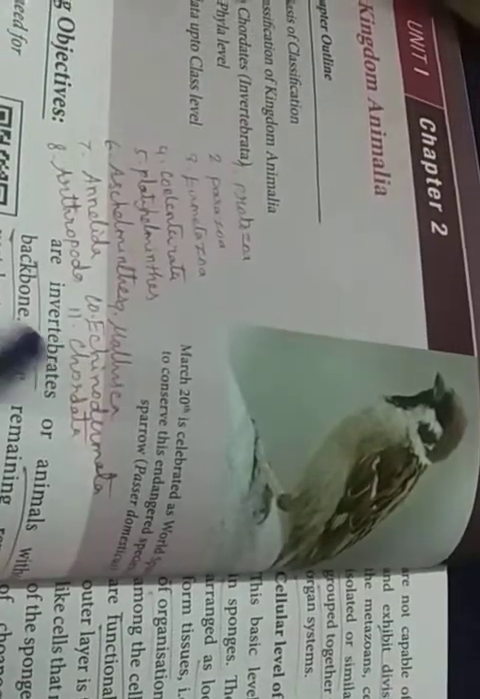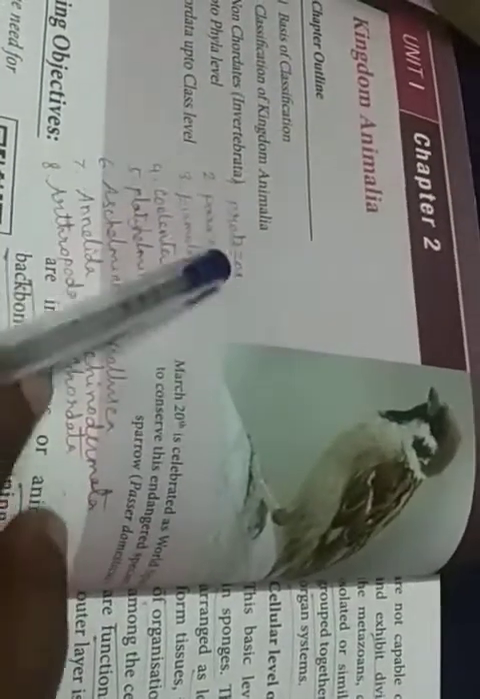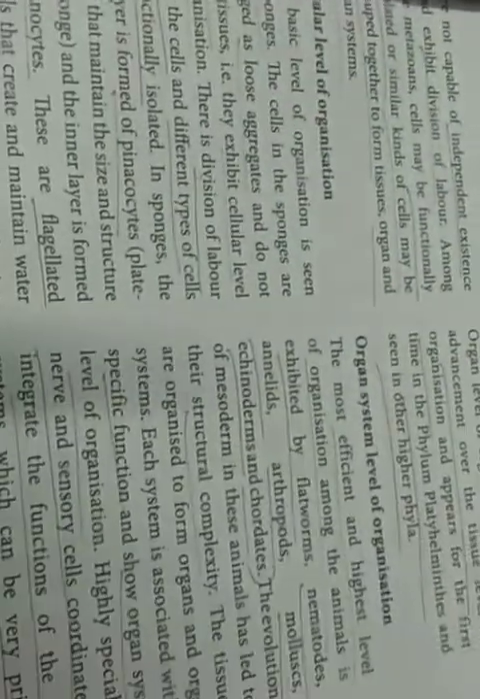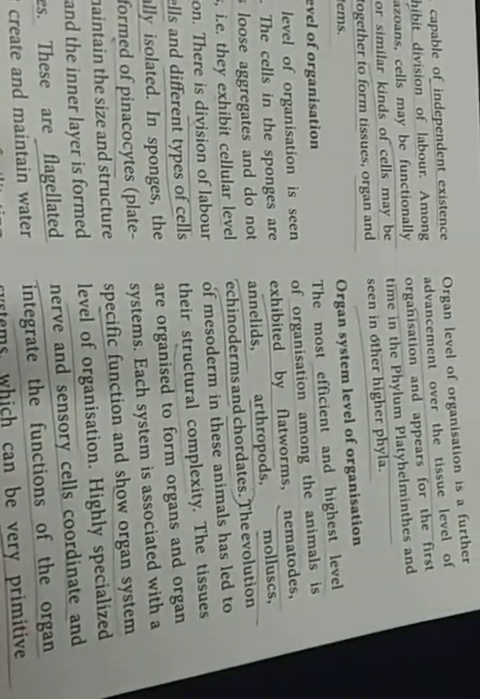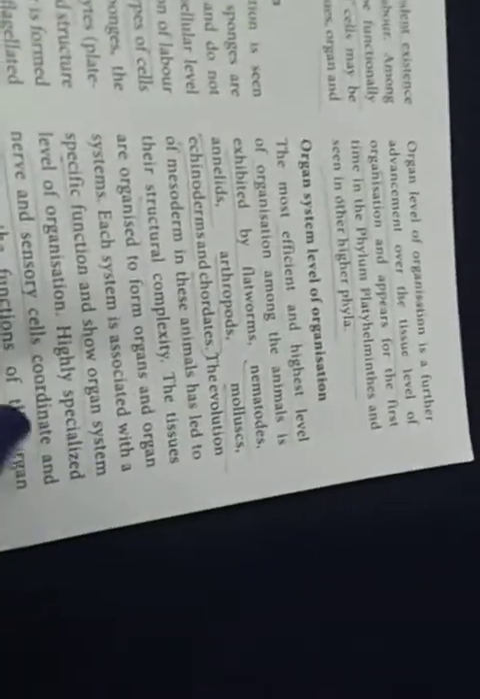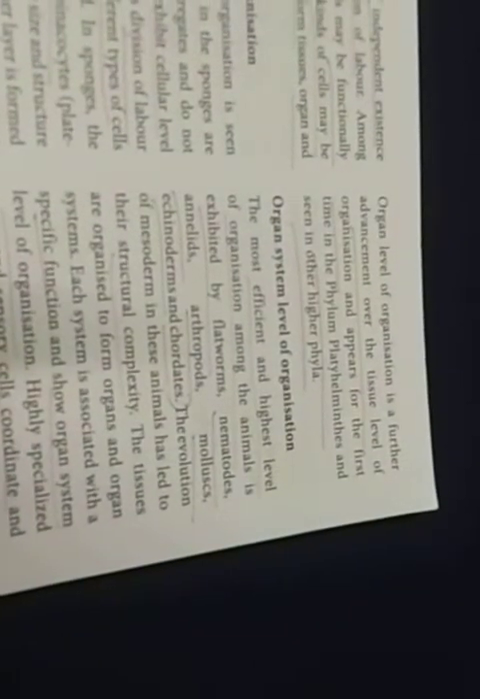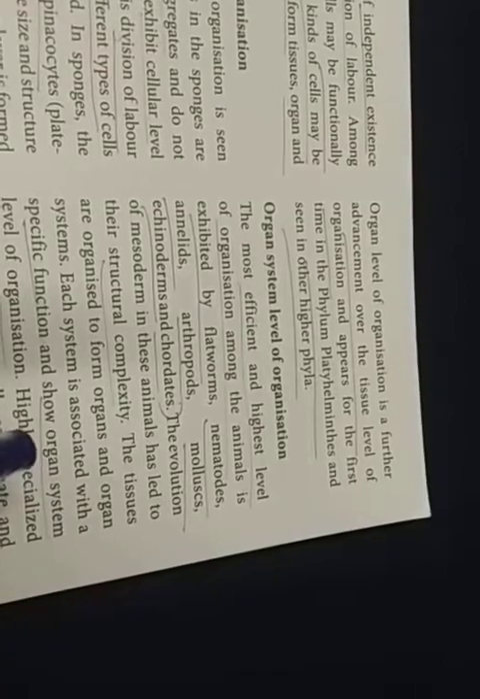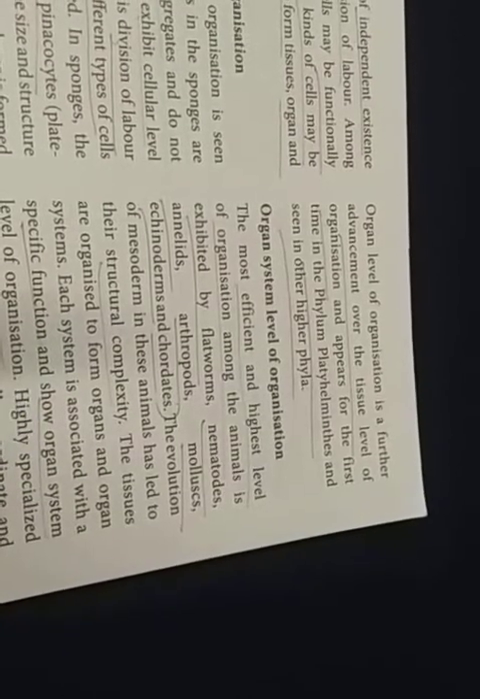These 11 phyla are the important phyla. Most of the animal groups are divided into 35 phyla, and among them these 11 are the major phyla. Okay, can you understand? Next we are going to discuss the organ system level of organization. First we have seen cellular level, tissue level, organ level, then organ system level. The most efficient and highest level of organization among animals is exhibited by flatworms.